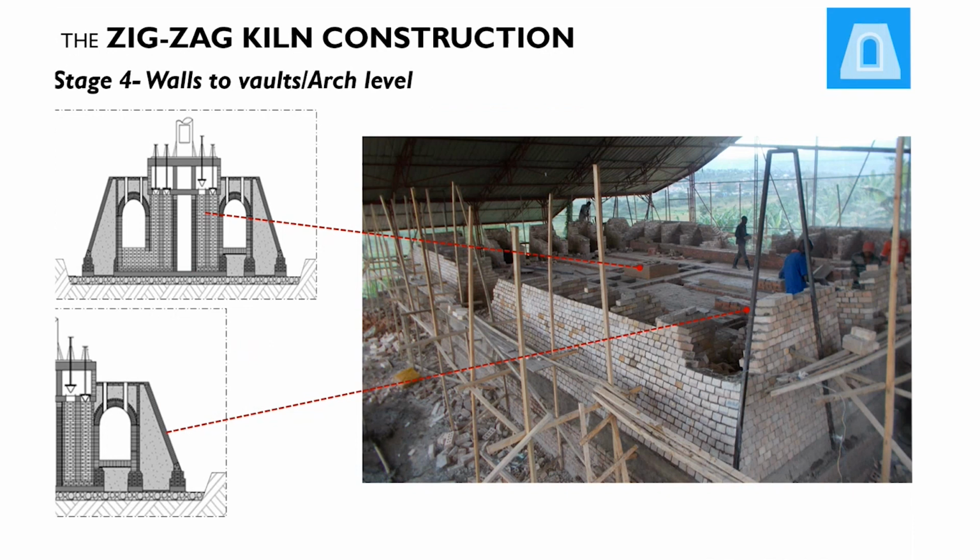The metal timber formwork is installed to guide the exterior slanting walls construction to arch level. This goes at the same time with interior walls, meaning vertical smoke tunnel and chamber walls elevation, without forgetting to keep filling the insulation materials.